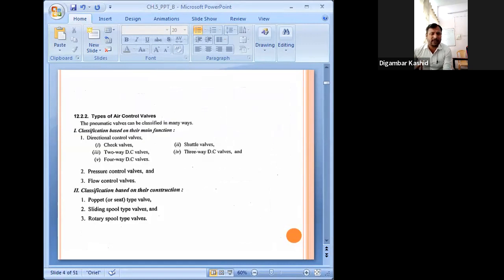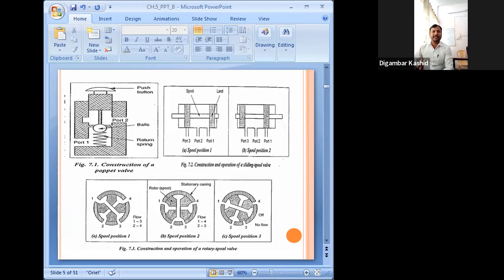We have discussed the same in detail for the hydraulic system also. Poppet type, sliding spool type, rotary type. Same here, I have mentioned them, it is just a repetition. And these 3 types of valve control are based on their construction. Actually, these valves are used to actuate your big valve, that is, a direction control valve or other things.